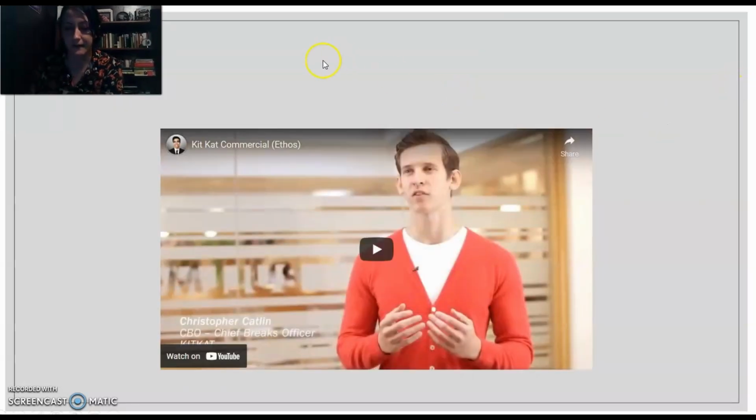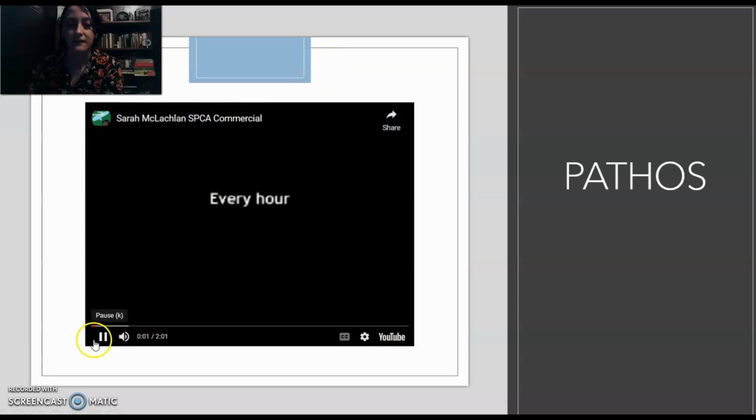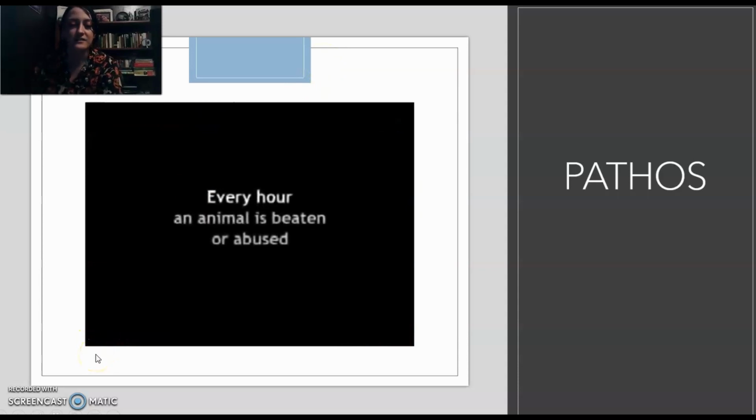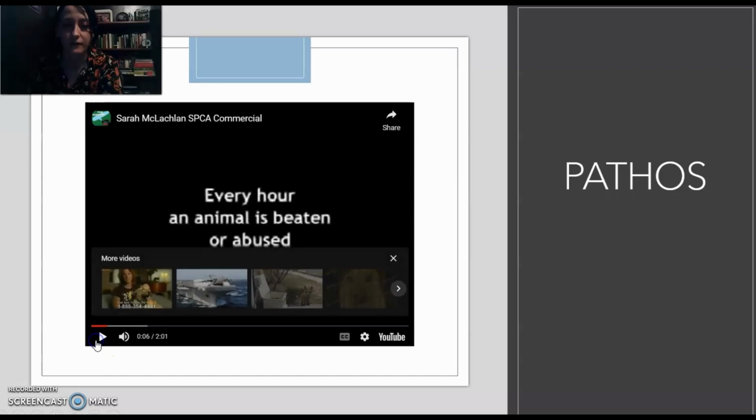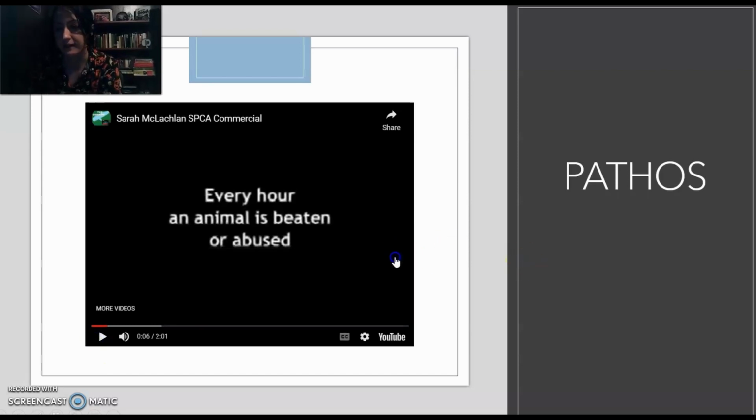This is an ad that utilizes pathos. So right here, we see every hour, an animal is beaten or abused. Now, because all arguments use a combination of ethos, pathos, and logos, we can look at this language. Already, it's giving off feelings, emotion. We got words like beaten, abused. Those are very powerful words. And so, immediately, it's going to evoke emotion.